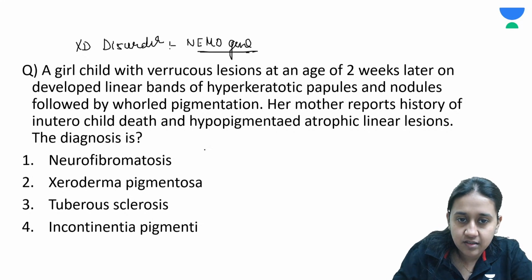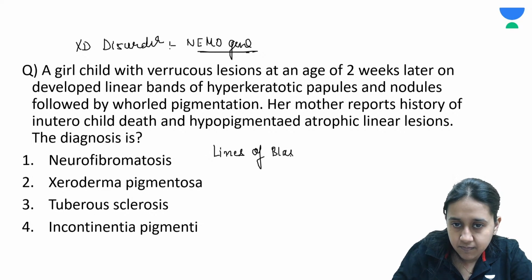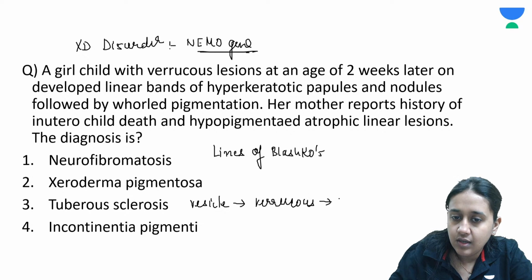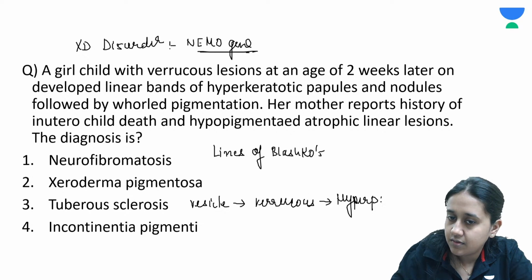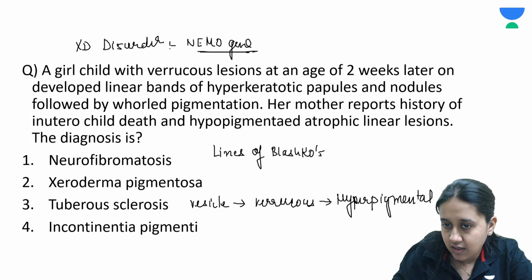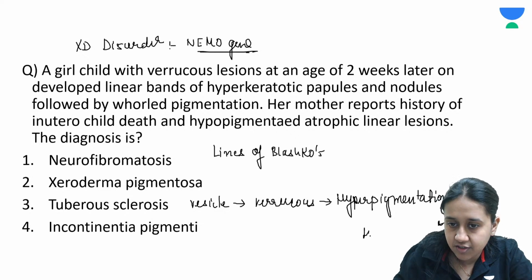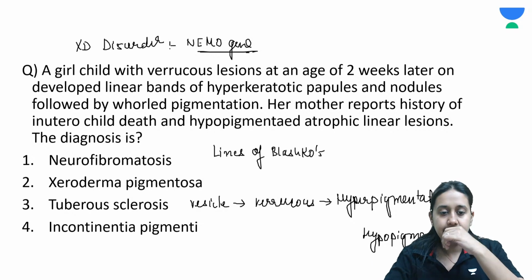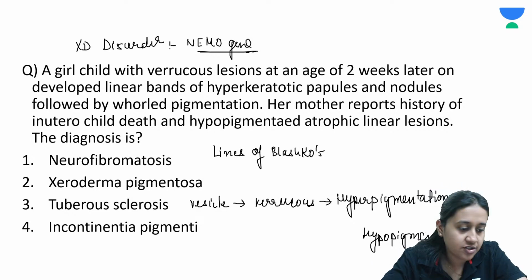Now, how will the patient present? On the lines of Blaschko's, we have vesicles in stage 1, then verrucous lesion in stage 2, hyperpigmentation and hypopigmentation. So that is the sequence. Vesicles, verrucous lesions, hyperpigmentations or hypopigmentations.